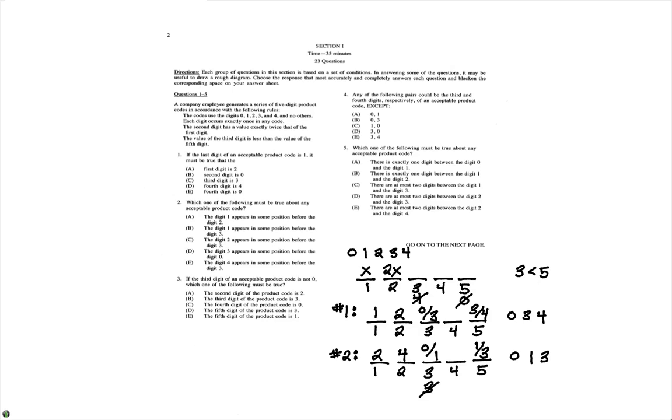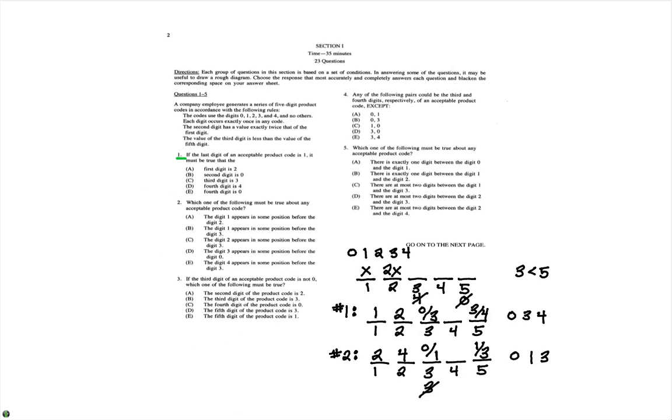As you see, we were able to make a number of deductions here, again using the rule that the second digit has a value exactly twice that of the first digit to come up with our 2 scenarios, and then filling it in using the value of the third digit is less than the value of the fifth digit.